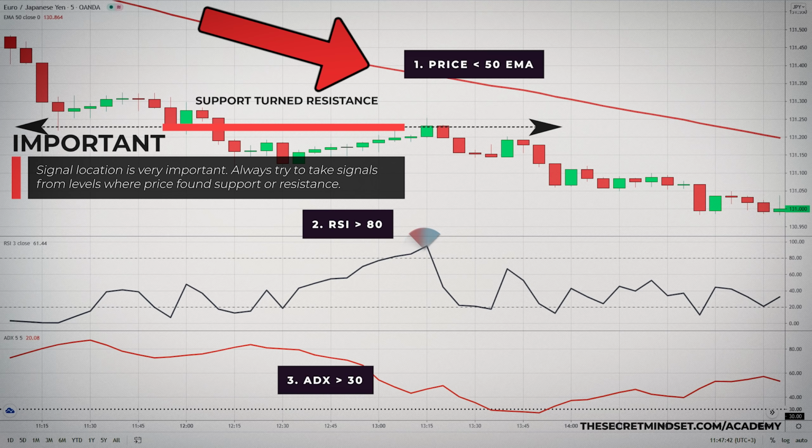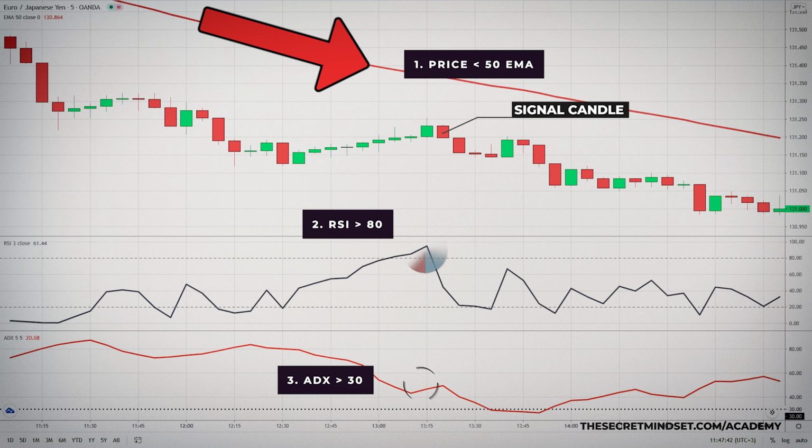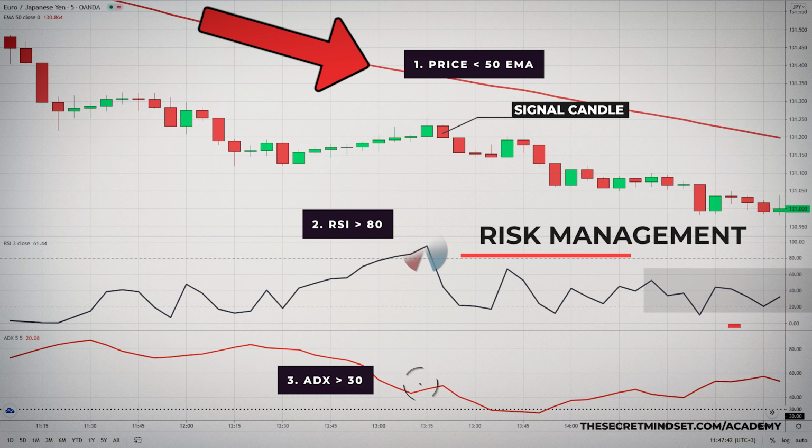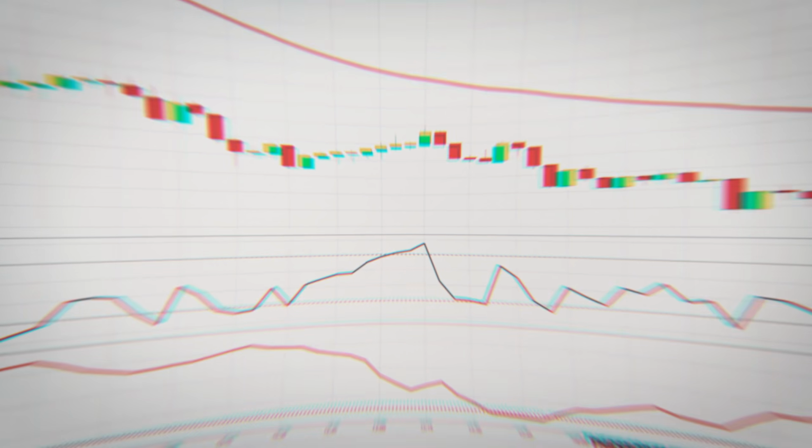As the ADX was above 30, the setup also checked the volatility condition. The entry is below this red candle and the stop loss above it. Remember that you are scalping. You operate with narrow stop loss orders. Always close a part of your position when you reach a 1-to-1 risk-reward ratio. In this way, you don't risk ending up with nothing after having seen price move into profits.